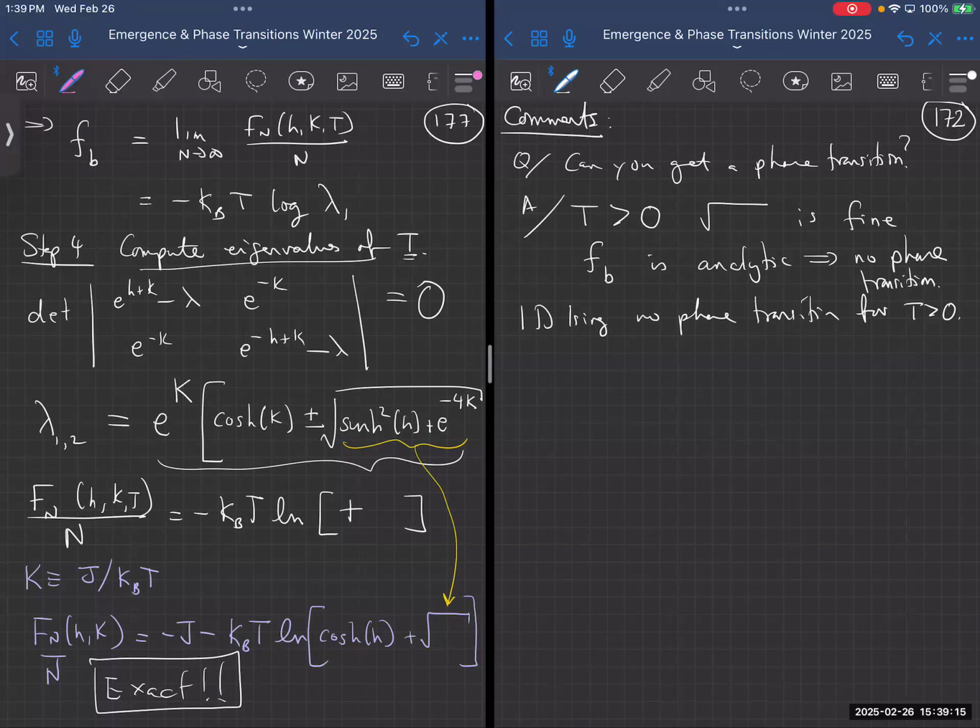Okay, so question 2. Is there a phase transition in d equals 1 at t equals 0? The answer is yes. So let's see why. Here's our lambda 1.